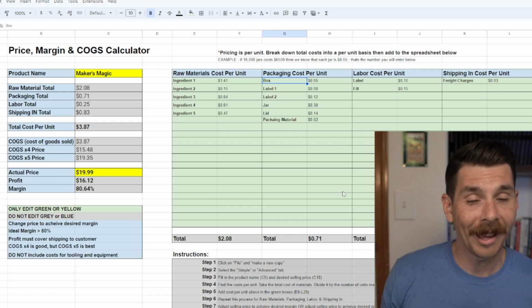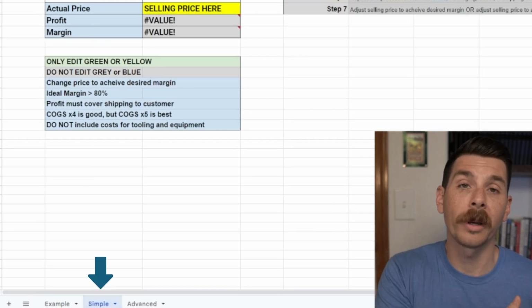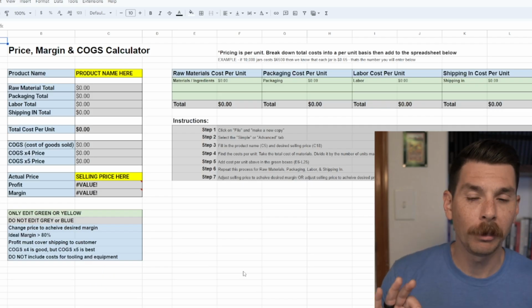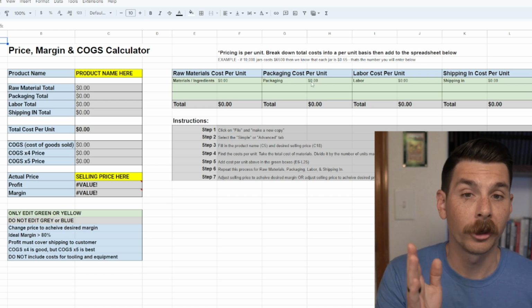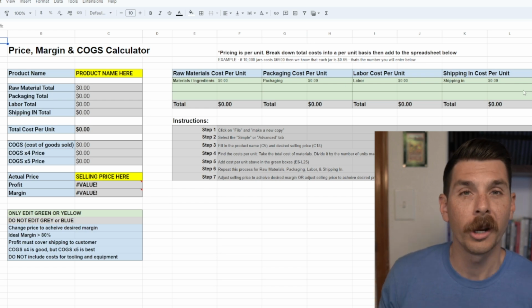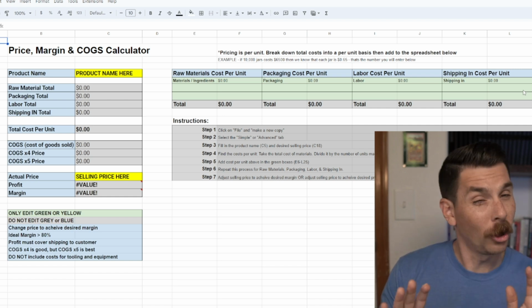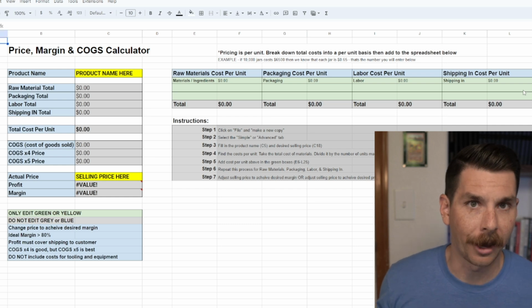Now, if you don't want to get that granular, that's okay, because down here on the bottom left, we've created a simple calculator for you. With the simple calculator, all you have to do is put in the total cost per unit for each one of these categories. You don't need to break it down as granular as I did before. You can use a ballpark figure. I don't recommend the simple calculator, but it will at least give you some simple back of the napkin math.